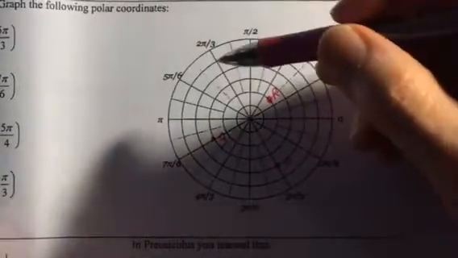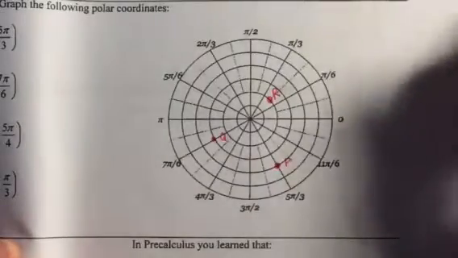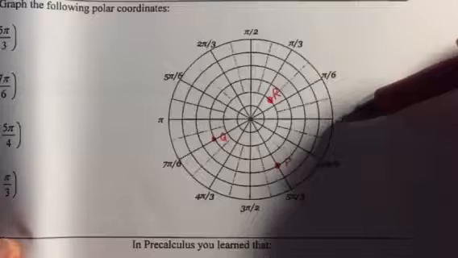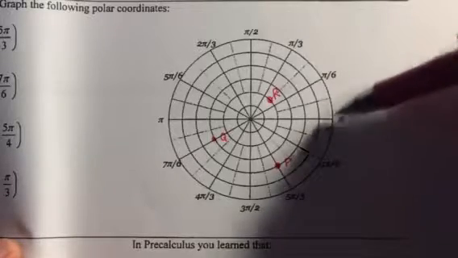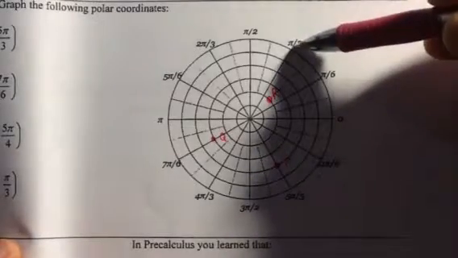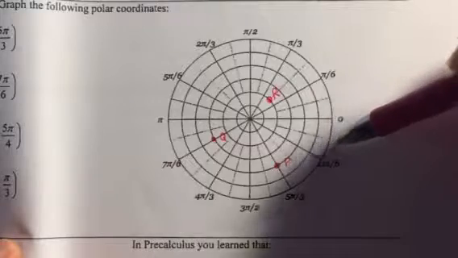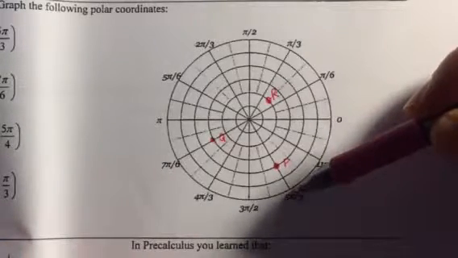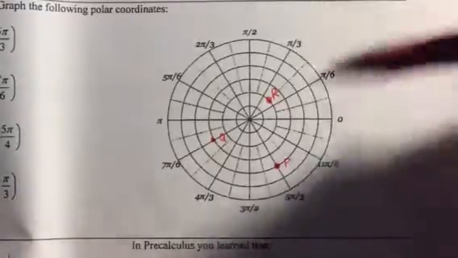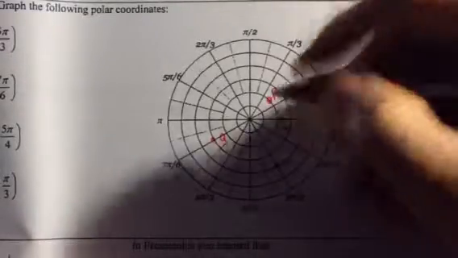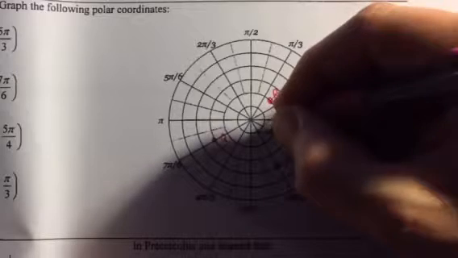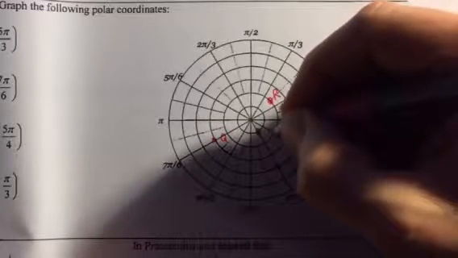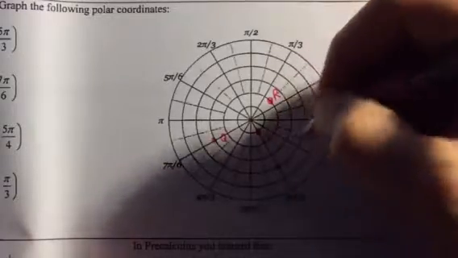And then 1 comma negative pi over 3. So if we need to move negative pi over 3, that means we need to move in a clockwise manner. So pi over 3 is right here. So going down that way, that would be this one right here. So there's our negative pi over 3, and we need to go 1 out from it. So right here is our point S, as in Sam.